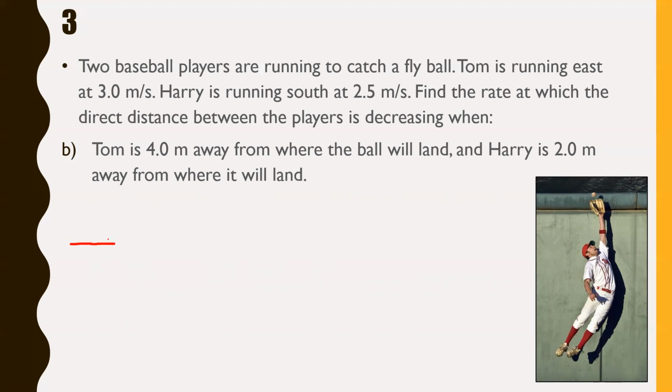We're going to say that this is Tom heading east here, and this we'll say is Harry going south. And this, of course, is our distance between the two guys. Just like before, we know x prime, the rate of change of Tom, is negative 3.0 meters per second. This time around, though, x distance is actually only 4.0 meters. It's not as much as it was before. Likewise, we know y prime was negative 2.5 meters per second. And this time, what's changed is y is only 2.0 meters. D prime is still what we're looking for. We're looking for the rate of change of the direct distance.